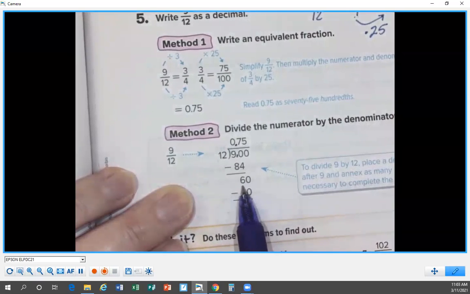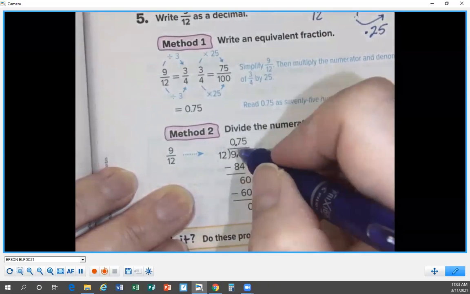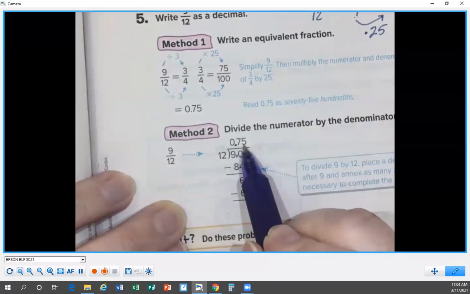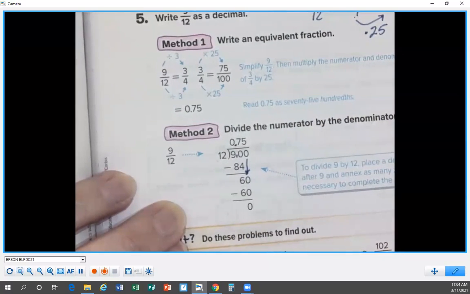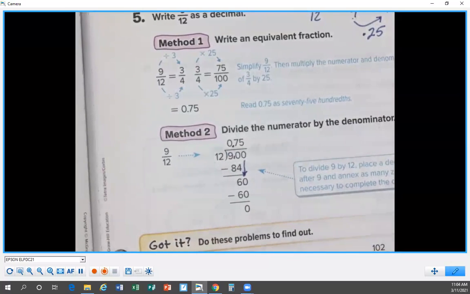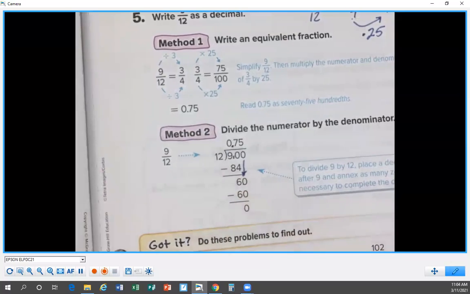90 minus 84 is 6. Bring down the 0, and I get 60. 12 goes into 60 5 times. 5 times 12 is 60, 0 remainder. So then I get 0.75, 75/100ths. So that's the second method, okay?